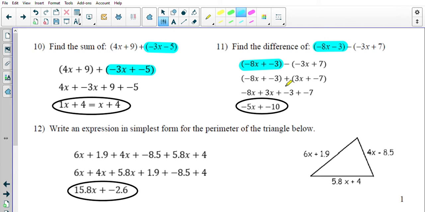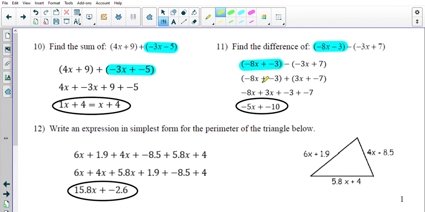And then step 3, which we do in the same step, is to change each term in the second set of parentheses to its opposite. So we're doing one big add the opposite here. Negative 3x becomes positive 3x, positive 7 becomes negative 7. Now put your like terms side by side.